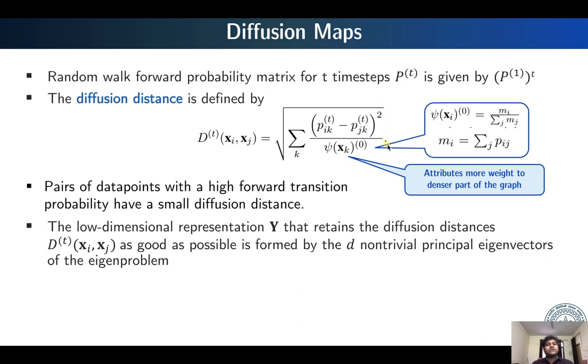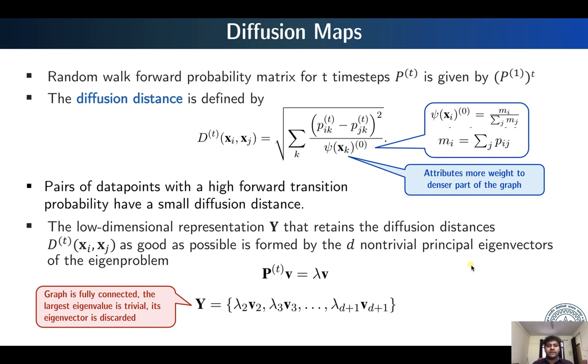So now we have to recover our lower dimensional representation, which is denoted by y. As I mentioned earlier, the goal of the diffusion map is to obtain a lower dimensional representation which retains the diffusion distance between two data points as best as possible. It turns out that this lower dimensional representation is obtained by the non-trivial principal eigenvectors of the eigenproblem, which is given by this. So we have this forward transition probability matrix for t time steps, and we want to find its non-trivial principal eigenvectors by solving this eigenproblem.